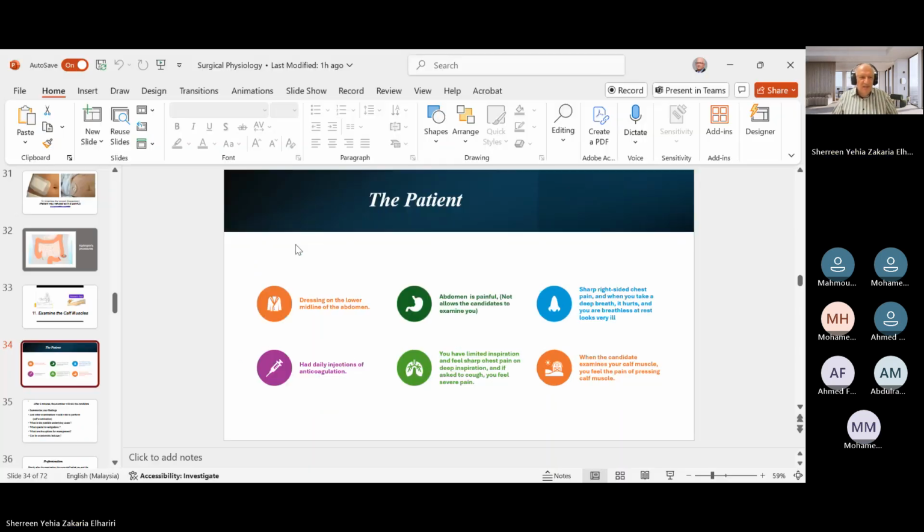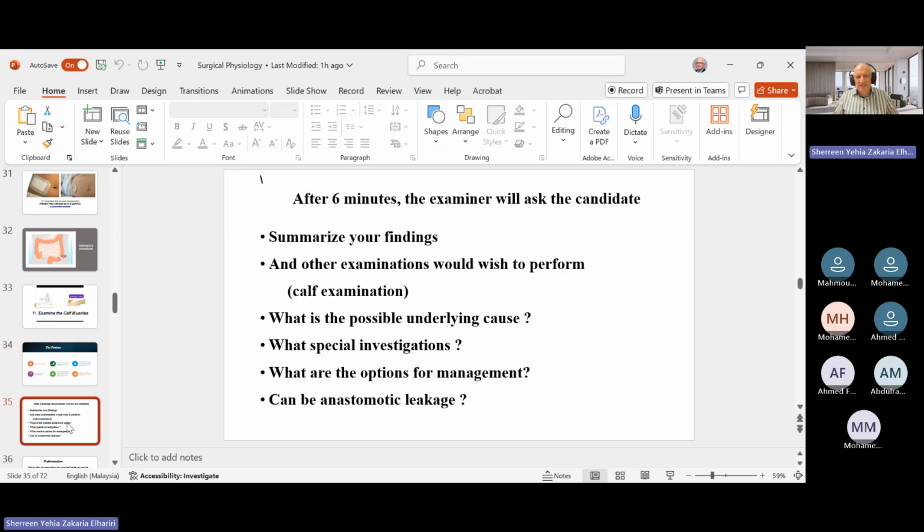Okay, so after 6 minutes, the examiner asks you, can you summarize? So you can summarize what you tell me. By inspecting the patient, he is post-operative. I've concluded my examination of X, who is X years old, with a history of 10 days post-operative right hemicolectomy with primary anastomosis. No, this patient, doctor, is right hemicolectomy. Yes, primary anastomosis. Yes, okay, correct.